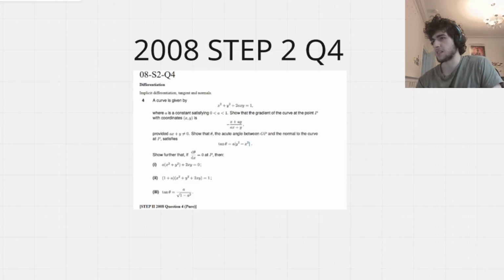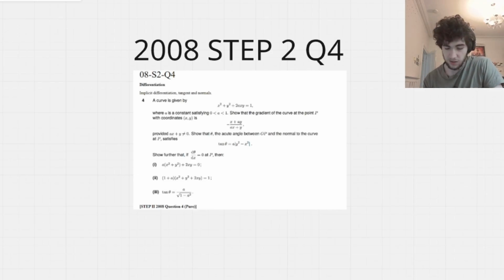So a curve is implicitly defined by x squared plus y squared plus 2axy equals 1, where a is a constant such that a is strictly between 0 and 1, so it doesn't include 0 and 1. Show that the gradient of the curve at some point P with coordinates (x, y) is given by minus (x plus ay) all divided by (ax plus y).